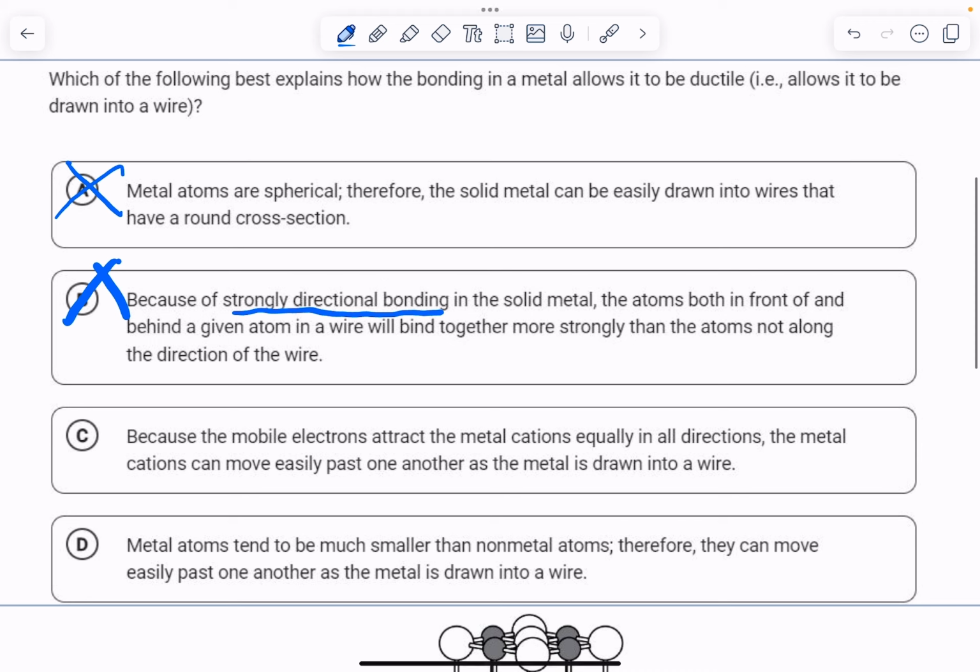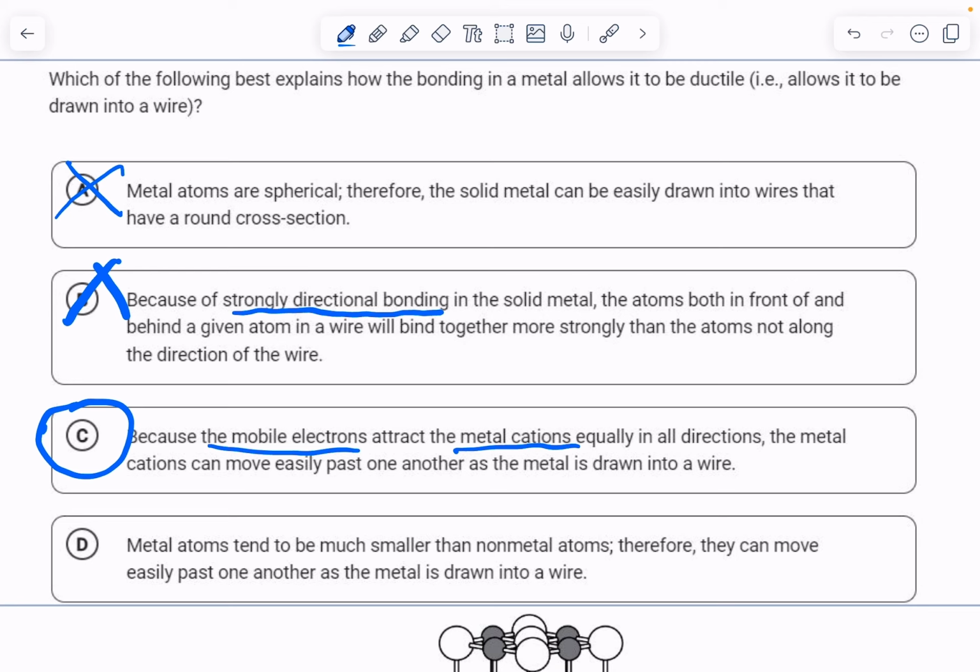C: because the mobile electrons attract the metal cations equally in all directions, the metal cations can easily move past one another as the metal is drawn into a wire. This is definitely the right answer. It gives a good definition of what a metal is, how they work. Look, we've got mobile electrons, we've got metal cations, they're equally in all directions. This is just the correct definition, so it's probably going to be C.